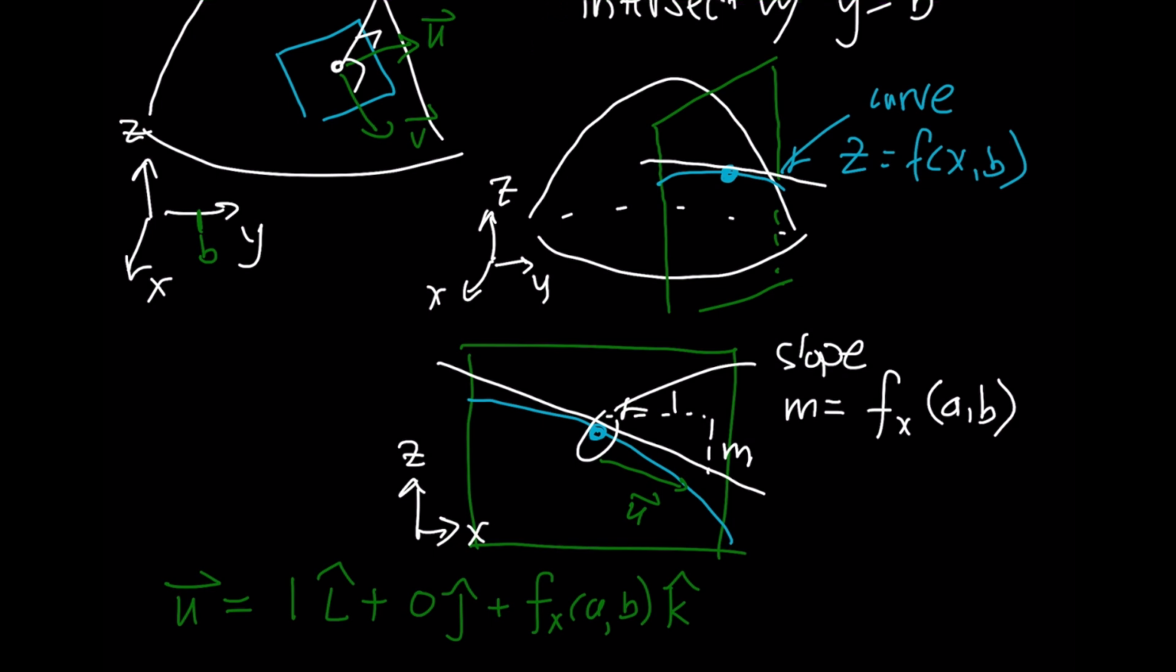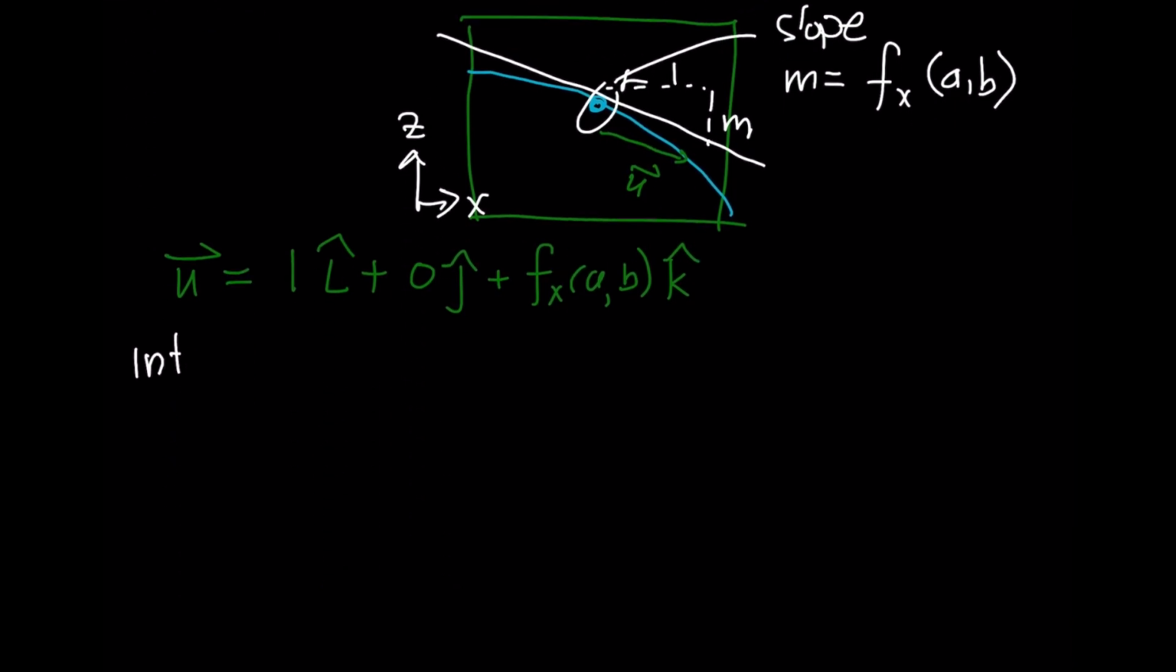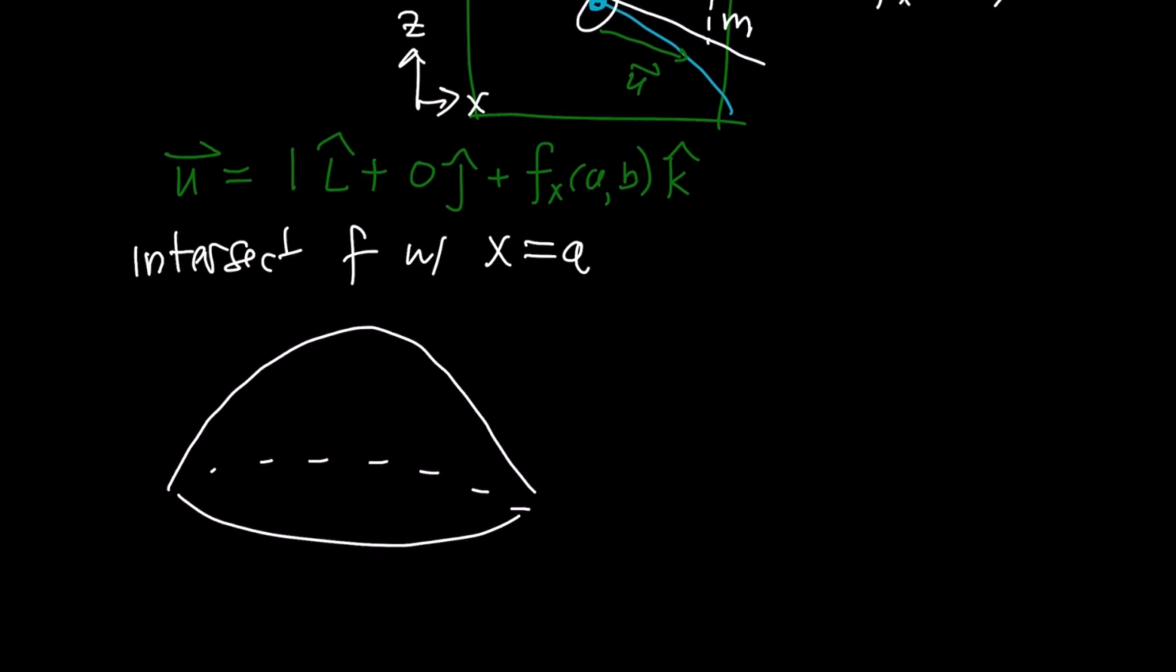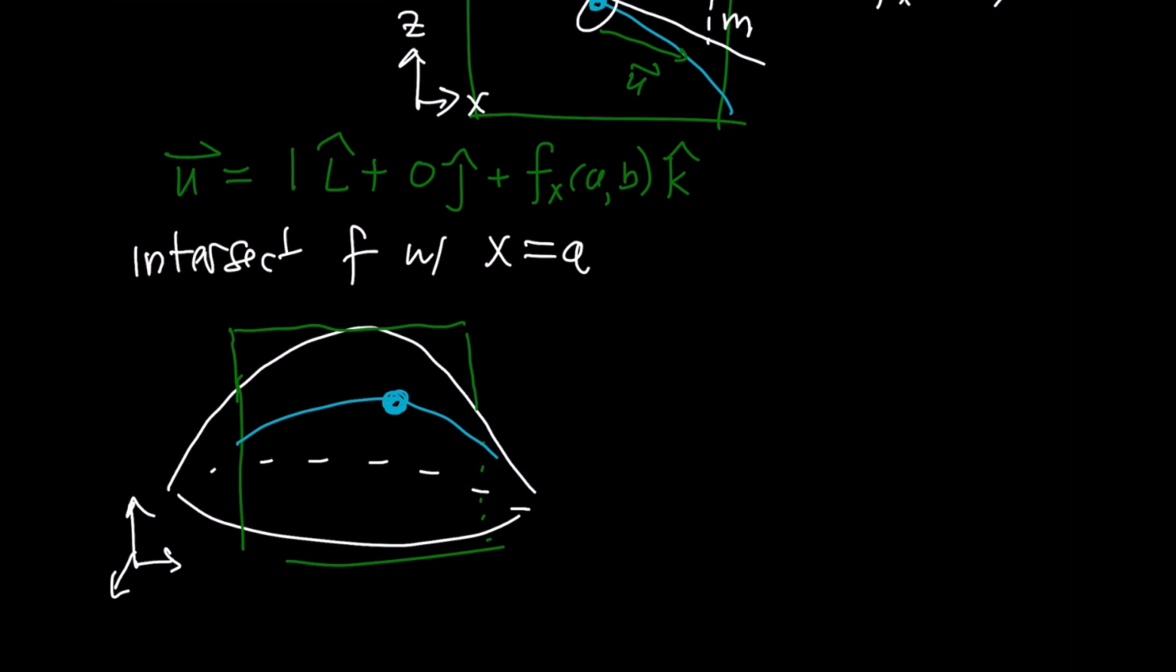We're going to repeat this idea for the second vector. So now what we're going to do is intersect the function with the plane x equals a. So once again, we're going to take our function. There's an x, y, z coordinate system here. And if I were to intersect it with the plane x equals a, I'm cutting this surface, and there will be a different curve. Now remember, we're interested in some point on the curve, and there's a tangent line that occurs right at this point.